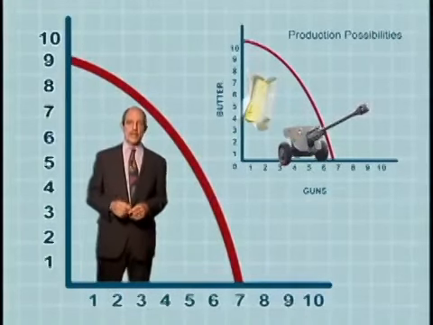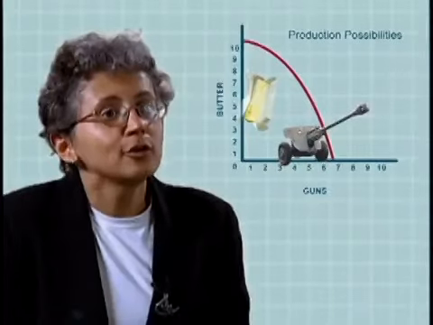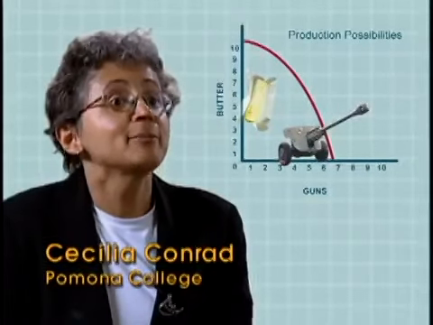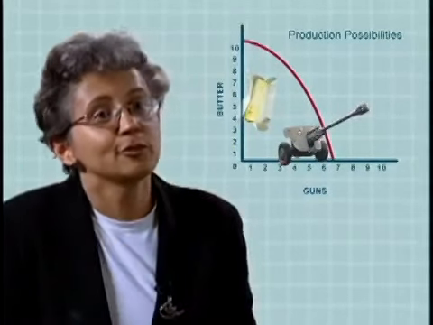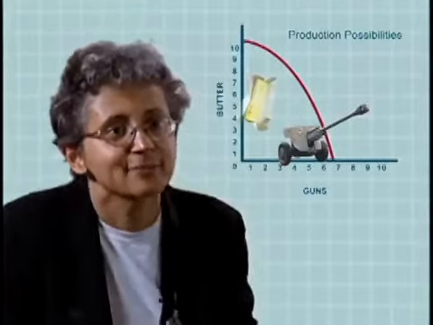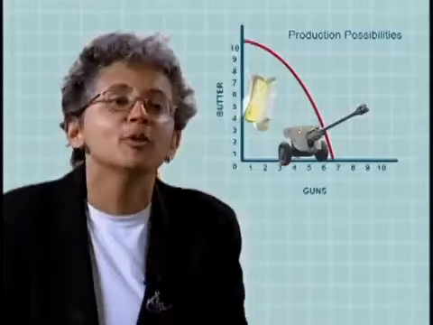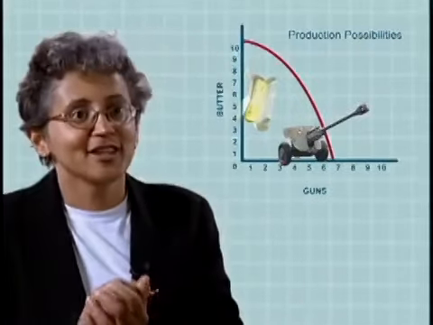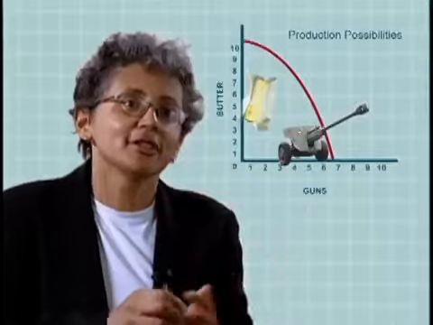Economist Cecilia Conrad explains. At first, we can move the resources that actually tend to be better suited for producing guns. The people who are perhaps really good at putting together, I'm not sure what it takes to produce guns these days, probably putting together electronic circuitry. We move those people first over to production of guns. So we can start producing guns at fairly low cost.